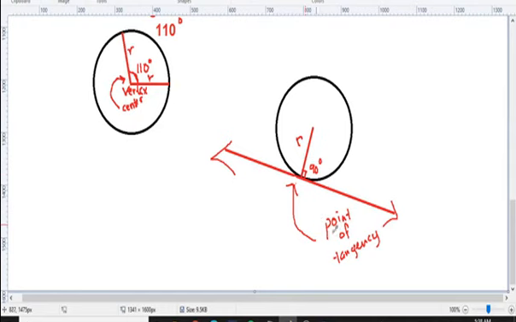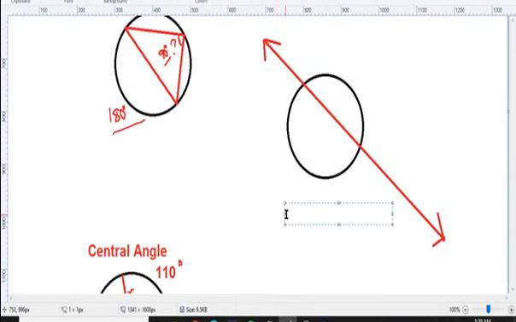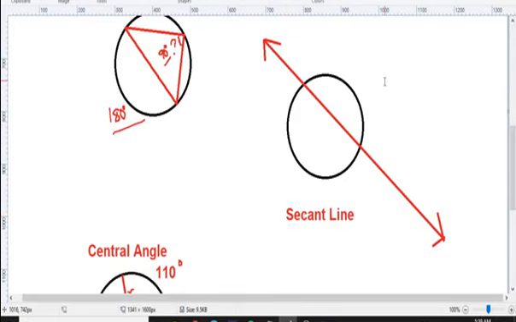Now we go to the secant line. Secant rhymes, sort of sounds like second. And when you say second, that's number two, right? Meaning, a secant line intersects a circle in two points. So that's the second line. And I think that's really what we are going to study in the rest of the third quarter.